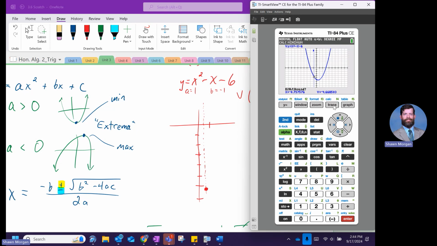And now it says right bound. So we're going to scroll to the right. Okay, I'm to the right of my vertex, and I hit enter. And then last it says guess. I don't really care about guessing, so I'll just hit enter a third time. And lo and behold, look at what it says. 0.5 and negative 6.25. And that's how you would find the minimum or the vertex of that parabola.